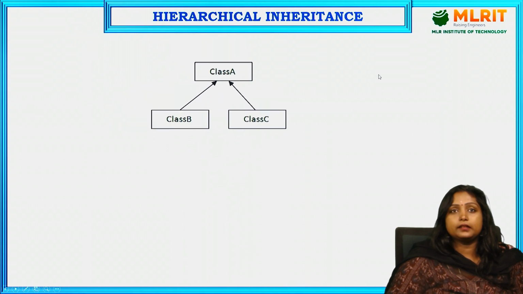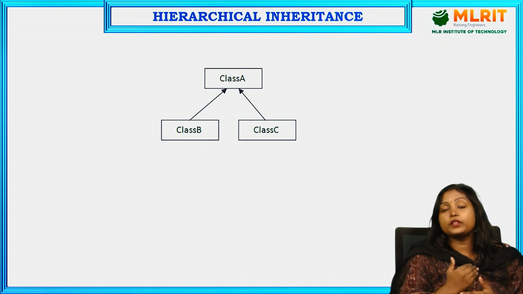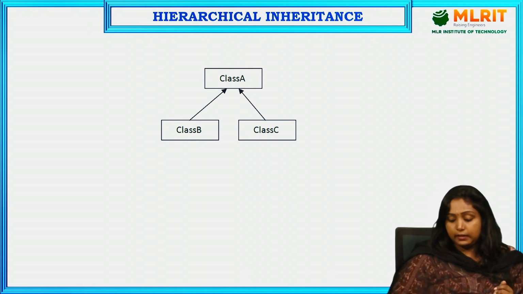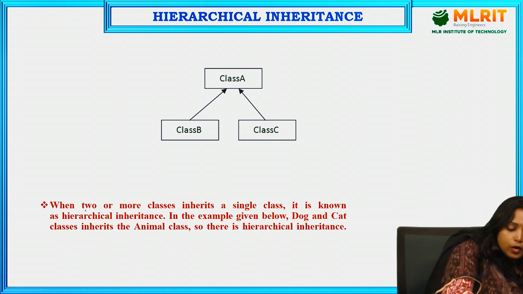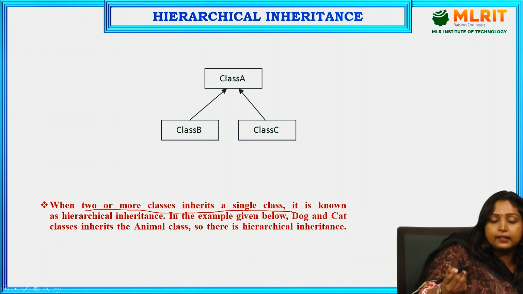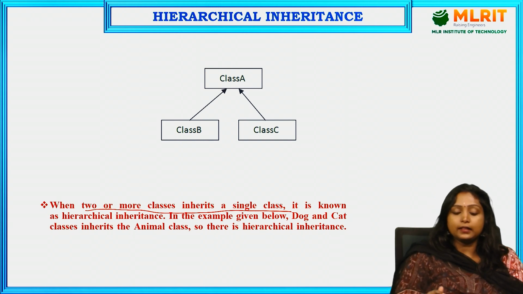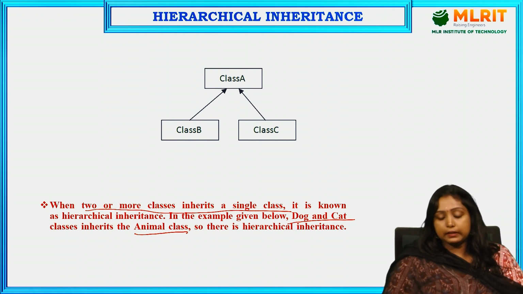Hierarchical inheritance. If two child classes inherit the properties from the same parent class, then the concept is said to be hierarchical inheritance. So when two or more classes inherit a single class, it is known as hierarchical inheritance. If animal is a superclass, then dog and cat are subclasses. So this is what hierarchical inheritance is.